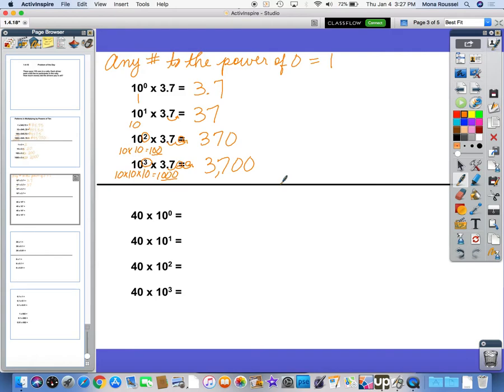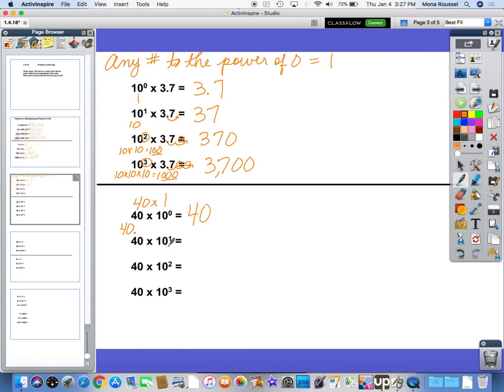Again, in this problem, 40 is a whole number, just like we had an example a moment ago where there was no decimal in the number to start. So keeping that in mind, we know 40 is a whole number. The decimal would go behind it. But since 10 to the power of 0 equals 1, this is like multiplying 40 times 1. 40 times 1 is 40.